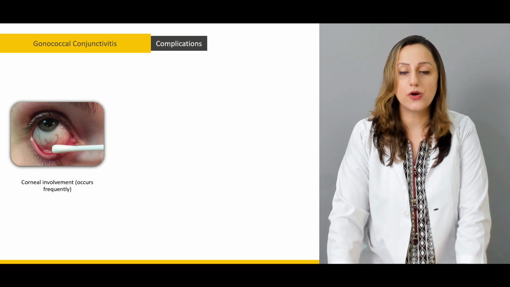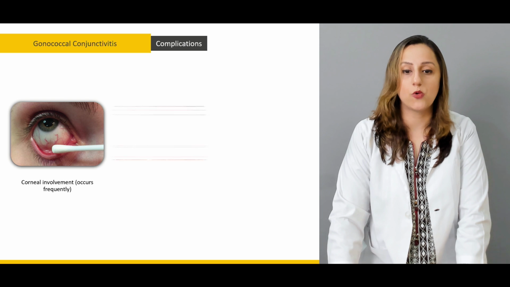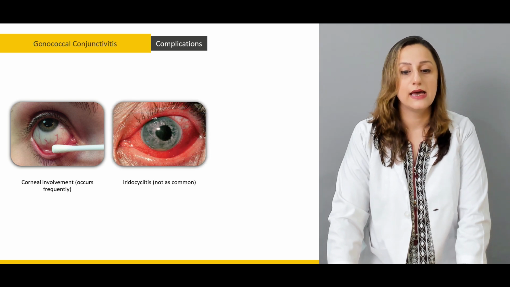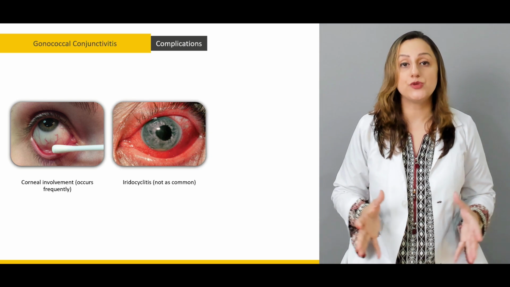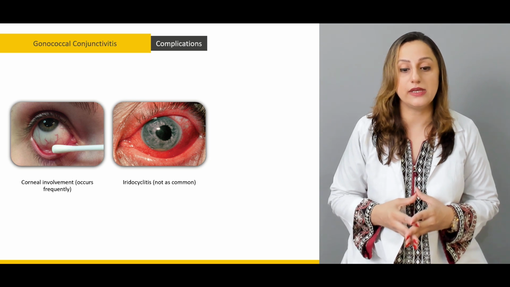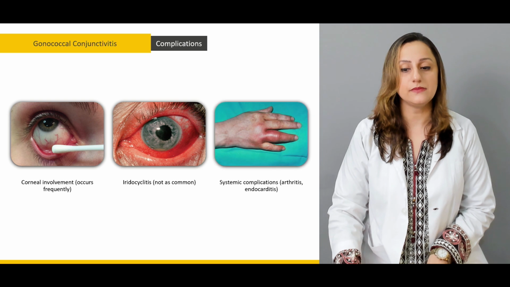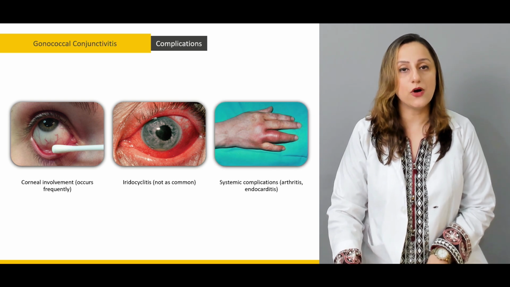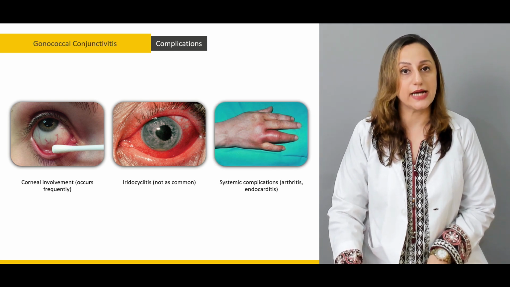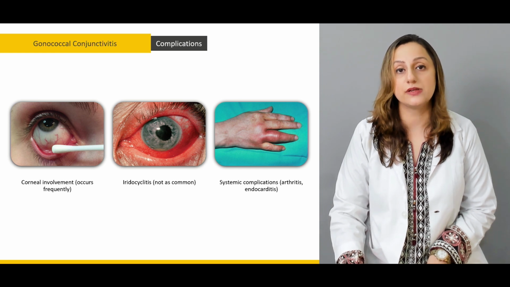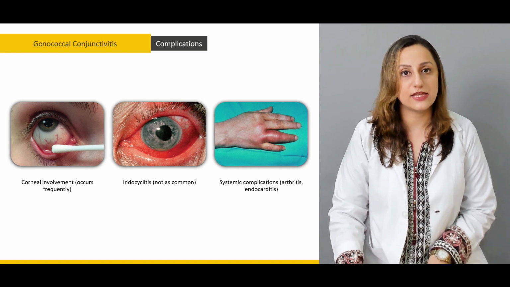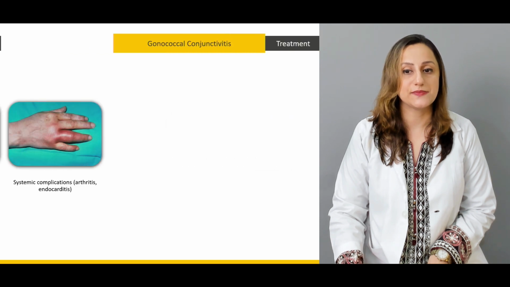Then corneal involvement can occur quite frequently in these cases. If they are left untreated, there can be cases of iridocyclitis, which are not quite common. Then systemic complications, for example endocarditis and arthritis, can even occur in states of gonococcal infection.